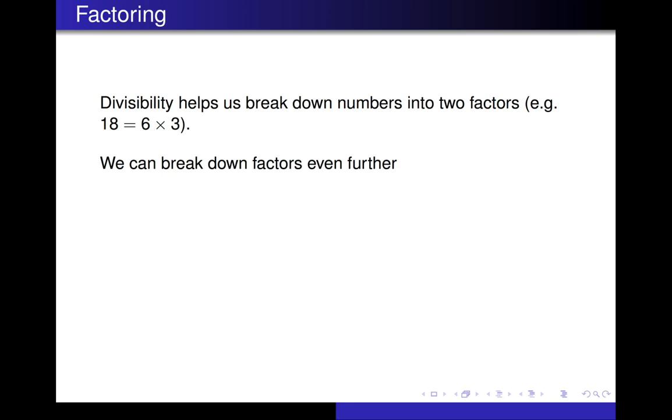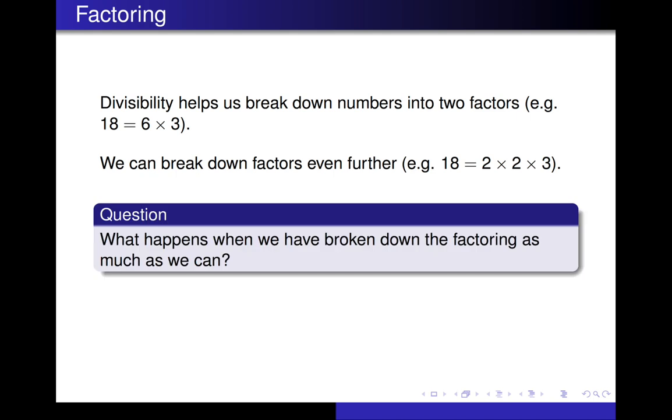But we could break this down even farther if we wanted to. For instance, for 18, we can break this down into 2 times 2 times 3. The question is, what happens when we take an integer and we break down the factor as much as we possibly can? When we start considering these things, one of the natural things that comes out of this, and this will be in the next video, is the notion of prime numbers. And in fact, if you look at that 18 is equal to 2 times 2 times 3, that is what we would call the prime factorization of the number 18. But we'll get into that in a little bit.